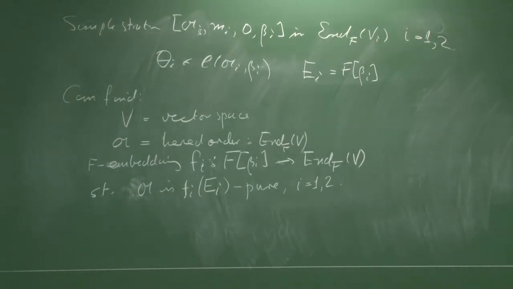Let's say F_i star θ_i. That's a simple character attached to the hereditary order A and the element F_i for θ_i. Right.